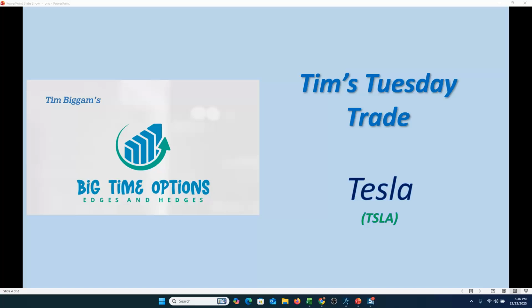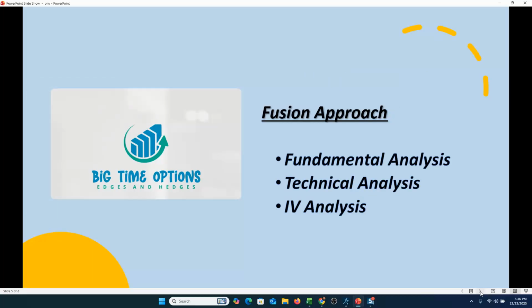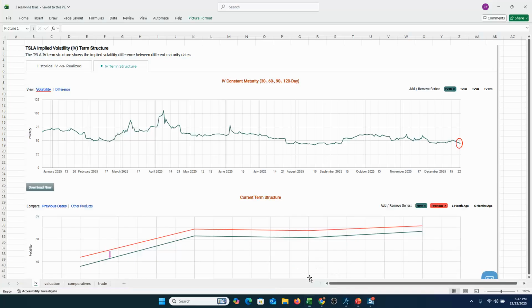Be taking a look at my normal Tuesday trade. Today on the Schwab Network, it was Tesla. They give me the topic. I come up with a trade based, as always, on implied volatility, fundamental, and technical analysis, taking that fusion approach. So let's jump in and take a look.